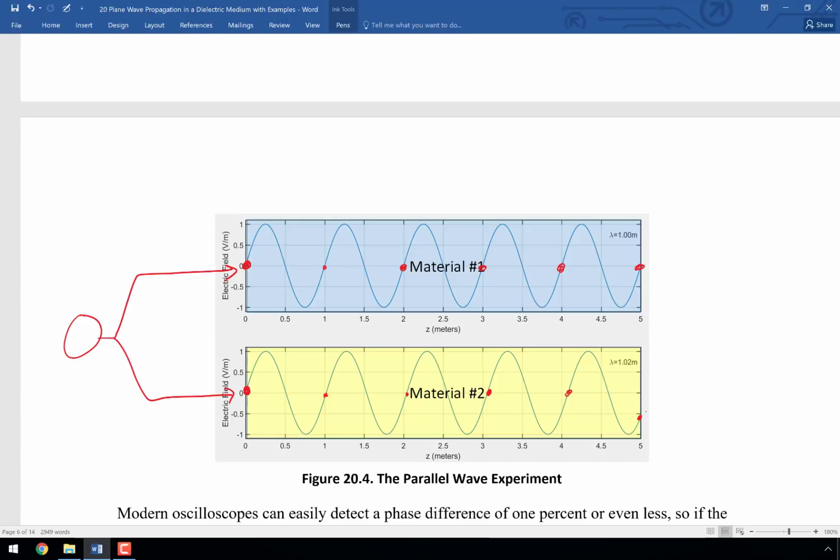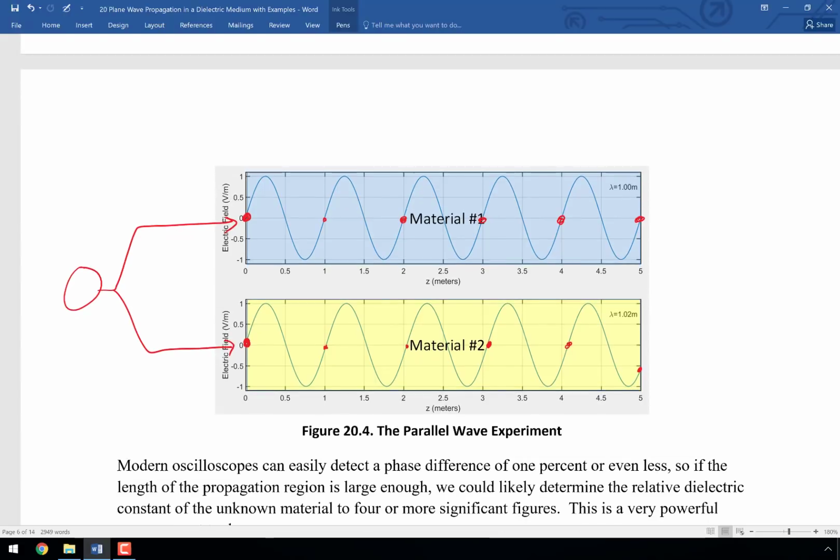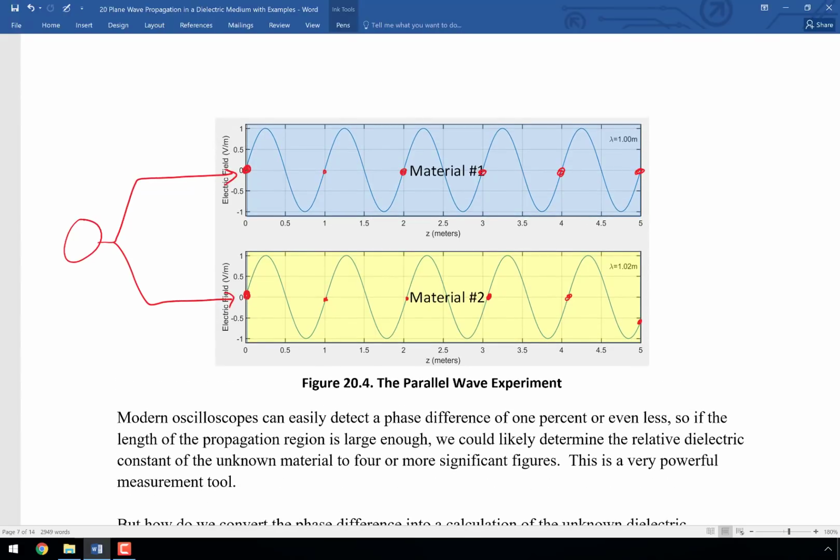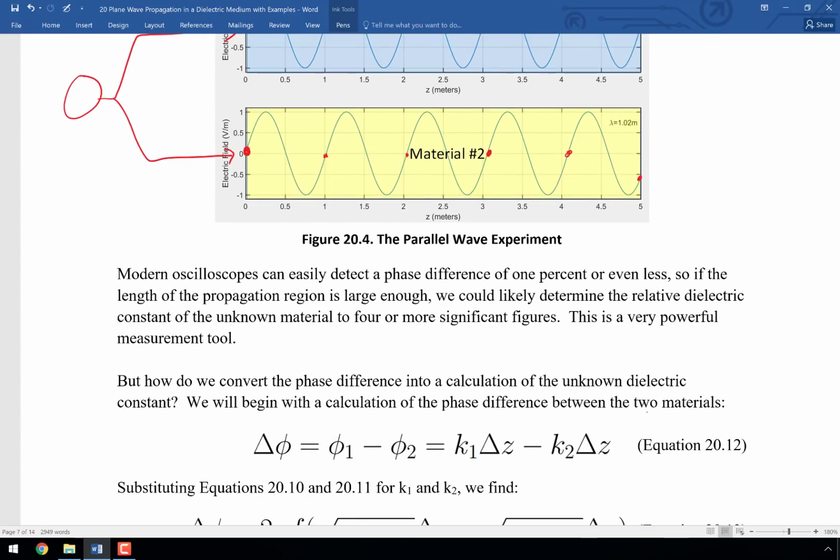And so, again, this is actually exaggerated. A 2% difference would be extraordinarily large, and that would mean that we were only perhaps getting it to within 2% precision. But in reality, we can do quite a bit better than that. We can use a modern oscilloscope to detect a phase difference of 1% or maybe even tenths of a percent. So a very tiny phase difference can make the difference.